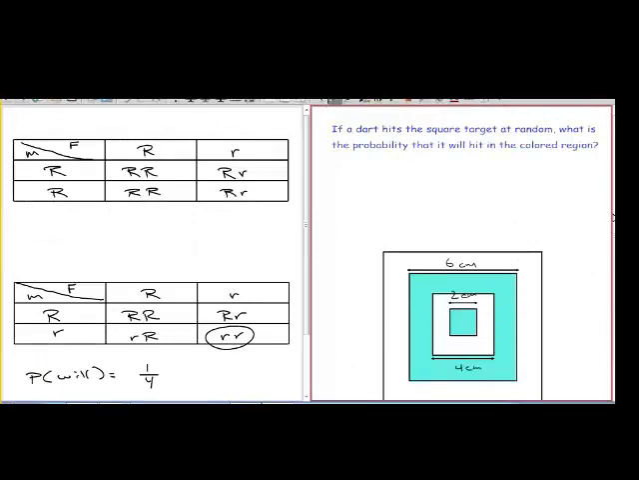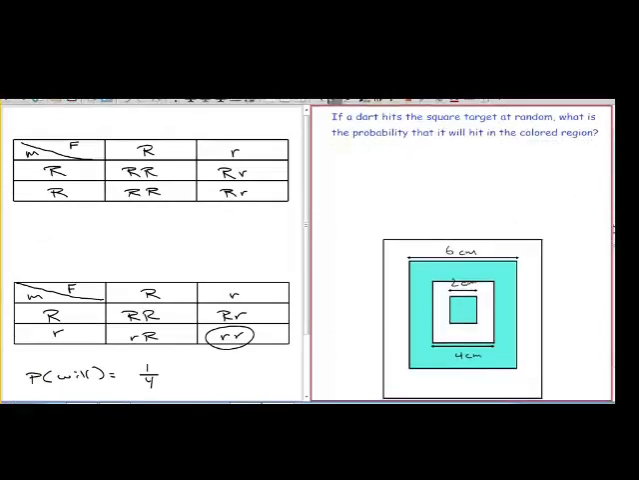Okay, the last problem in this section is not a counting problem. It's kind of a geometry problem, and it asks: if a dart hits the square target, meaning this big square target, what is the probability that it will hit in the colored region? There's no aim here. It just randomly gets placed within the target.